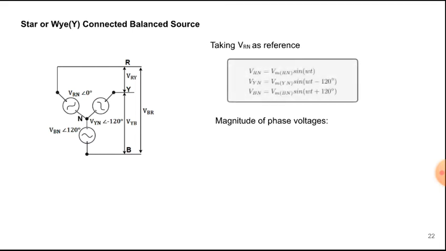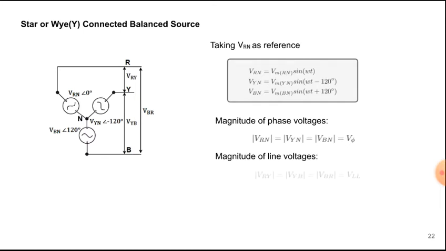So if I take VRN as a reference, these will be the values for my phase voltages in time domain. They are out of phase by 120 degrees, so the sequence of this one will be RYB. Then we can let the magnitude of the phase voltages be just equal to V phi or V phase. So the magnitude of VRN is equal to VYN because it's balanced.